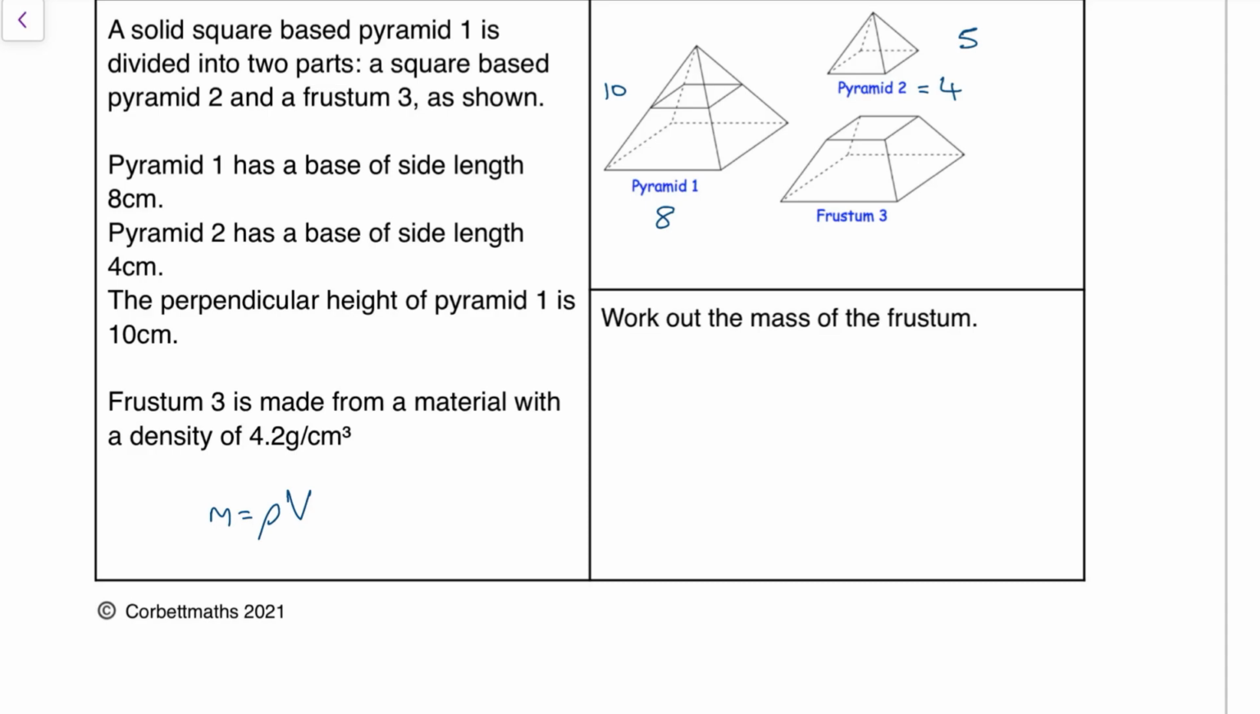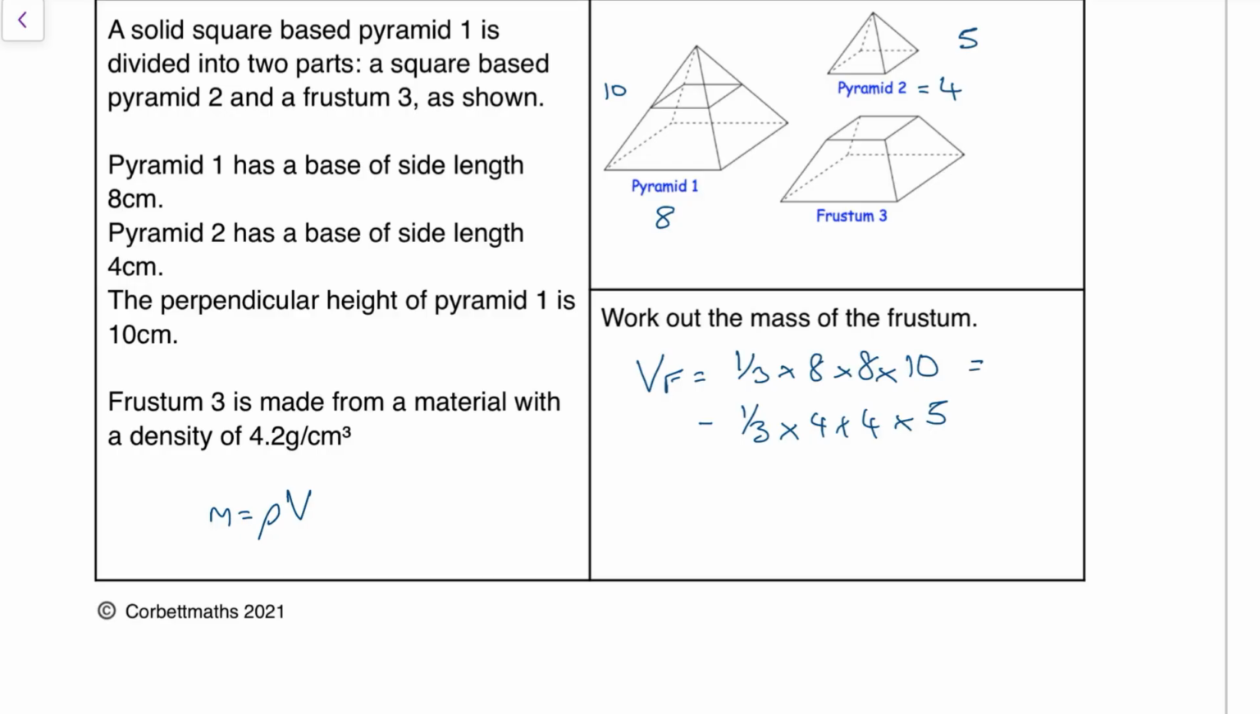And I know the volume of a frustum, in other words, the bit at the bottom, is going to be the volume of the whole pyramid, which is going to be a third times its square base, isn't it? Yes. So a third times 8 times 8, which is the base, times the height, which is 10, minus a third times the one that's going away, which is 4 times 4 times 5. Now I can actually use scale factors here, but I won't.